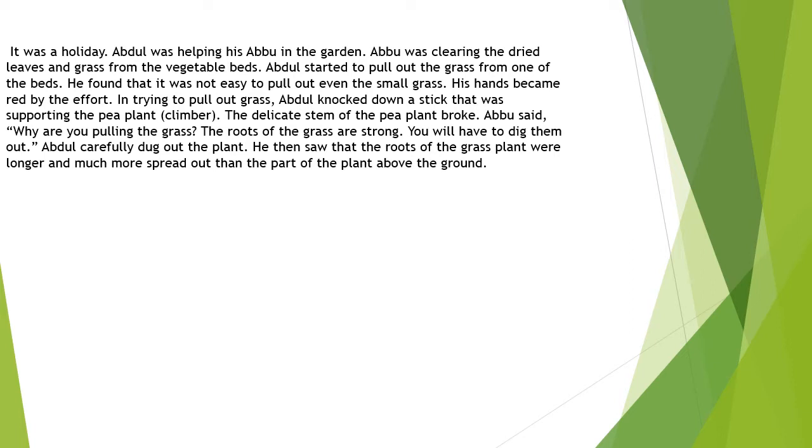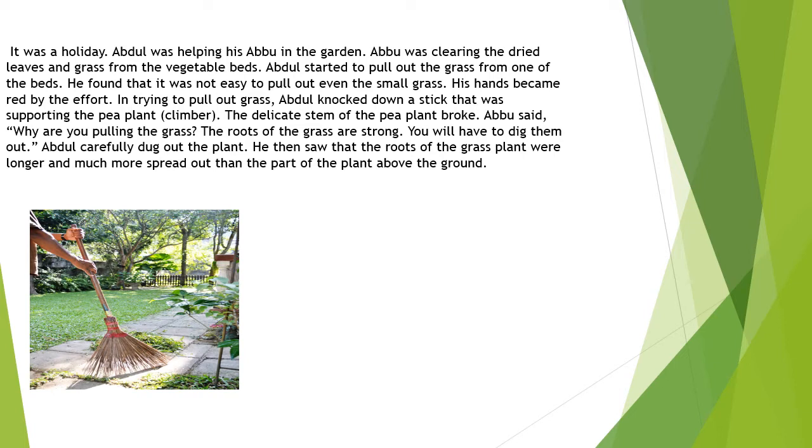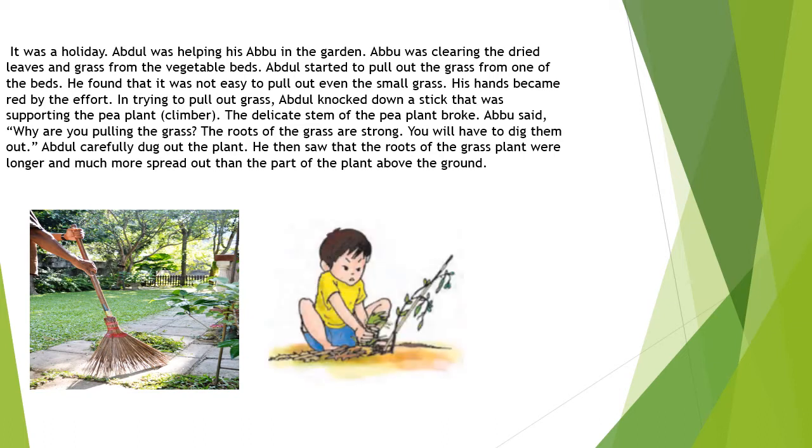It was a holiday. Abdul was helping his Abu in the garden. Abu was clearing the dry leaves and grass from the vegetable beds. Abdul started to pull out the grass from one of the beds. He found that it was not easy to pull out even the small grass. His hands became red by the effort. In trying to pull out grass, Abdul knocked down a stick that was supporting the pea plant. The delicate stem of the pea plant broke.